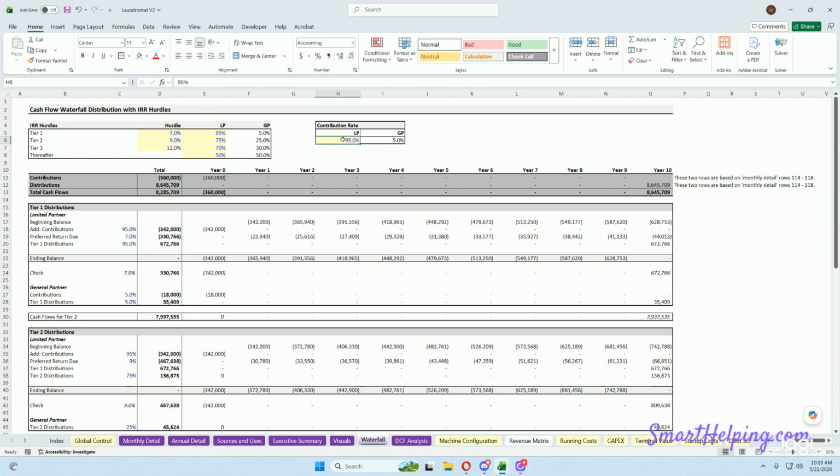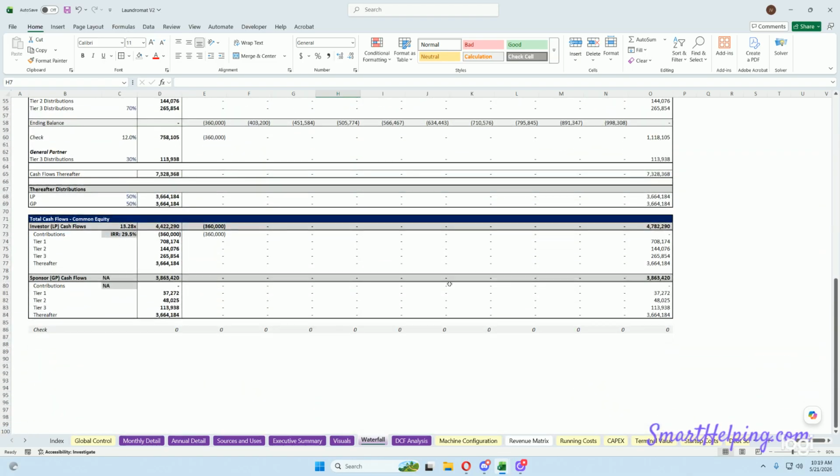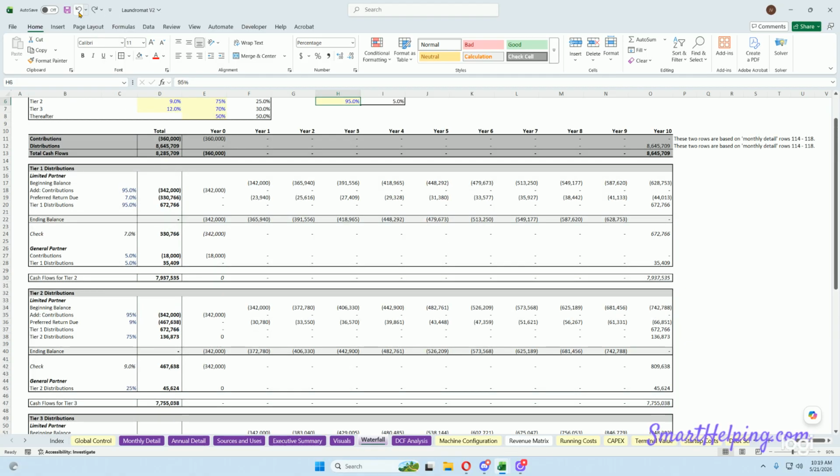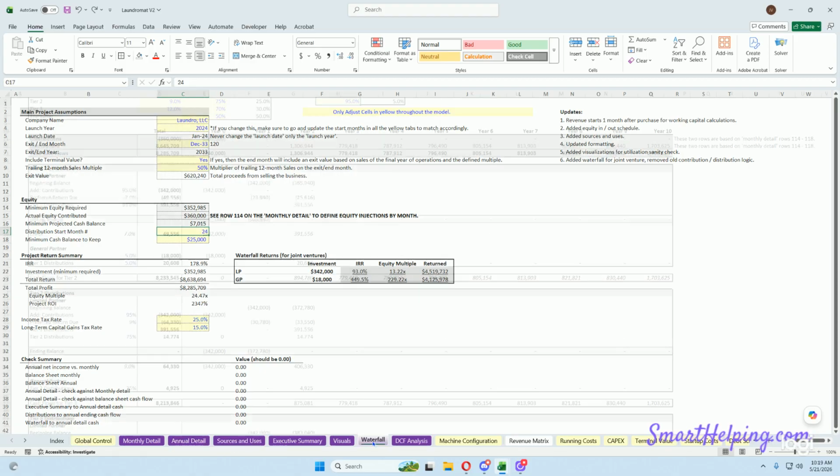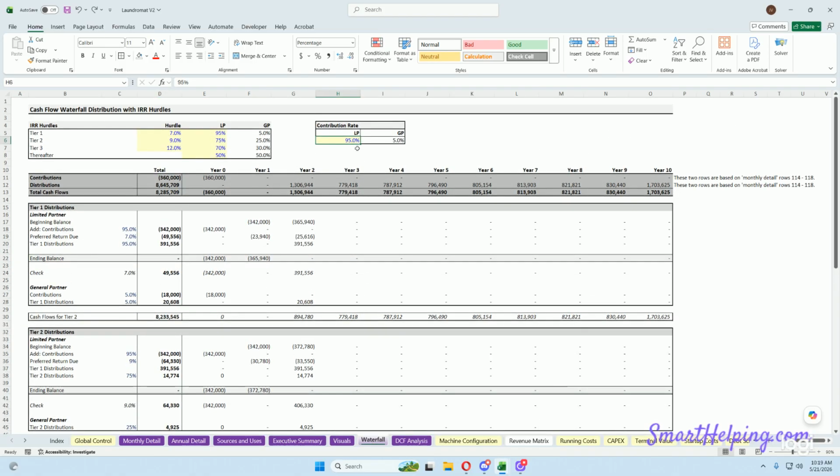And then you put in the contribution rate, so how much of this initial cash required or equity injection is LP, investor contribution, versus GP. And it could be 100-0 as well. That's completely fine. And all we're doing here, you can see, is the waterfall calculations. And let me put that back to distributions over time. Put this back to 100-0.